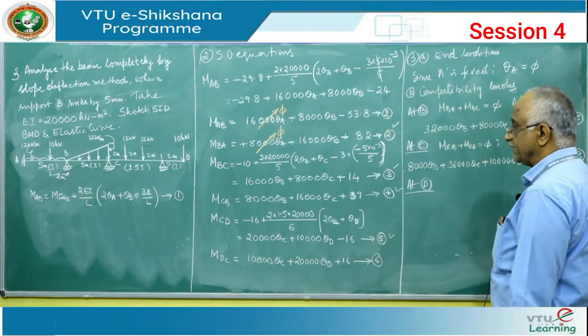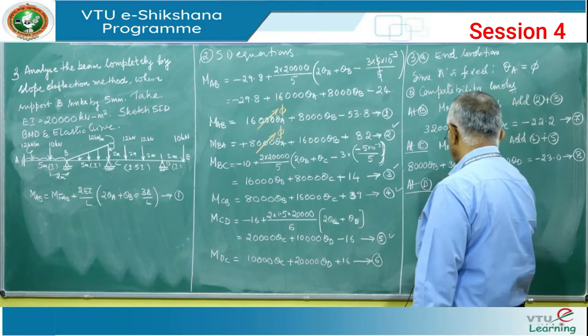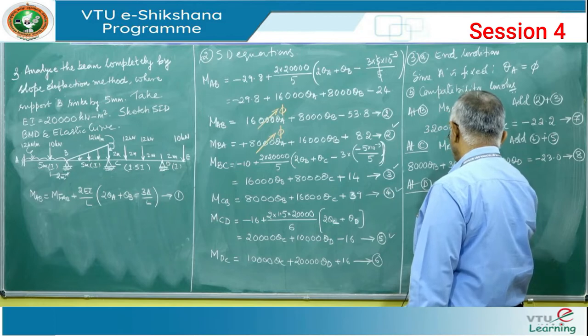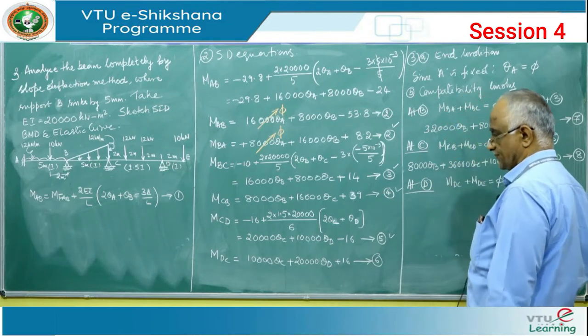And at D, the beam is again continuous, but one of the side is overhanging. So what I can put it here, it is MDC plus MDE should be equal to 0.